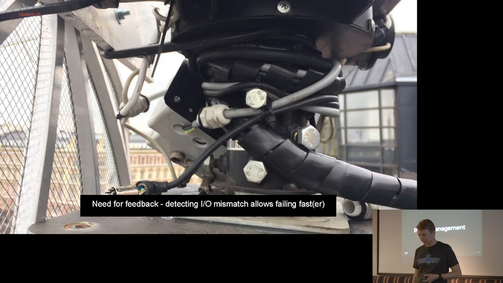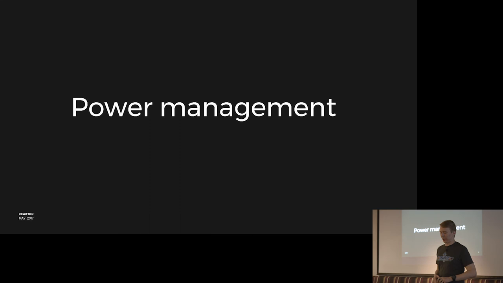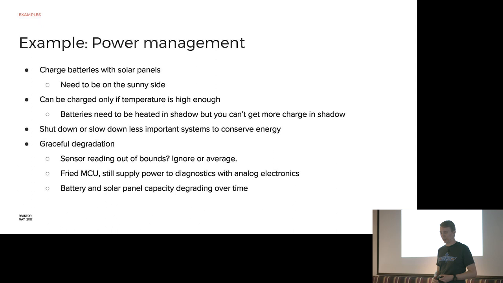The last one, not for any particular reason, but just in general: power management. Everyone knows that in the cold, smartphones get kind of challenging. It's the same in space. We need to see the sun with solar panels to charge the batteries. So there are a couple of challenges. You need to be on the sunny side of Earth, which is maybe 60% of the time. Maybe 40% of the time you're in the shadow, so you can't charge.